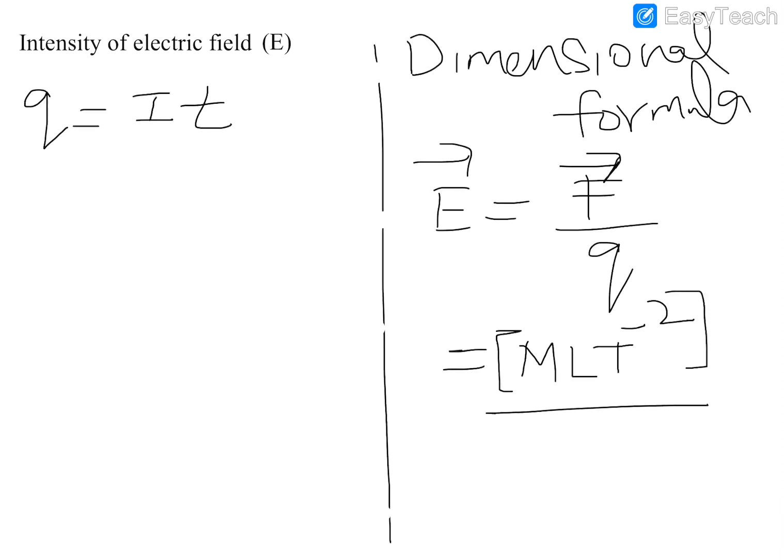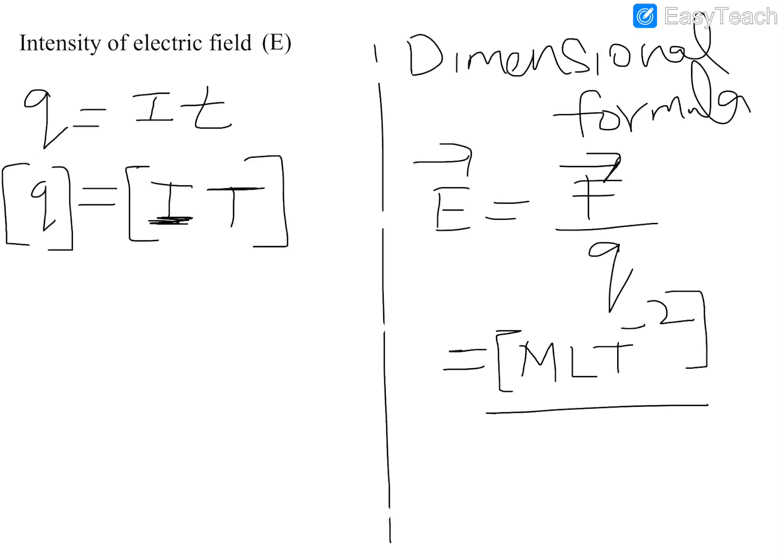Okay, so the dimensional formula for current is I itself. Just like for mass we are using capital M, for time capital T, for length L, like that for current, dimension symbol is I, and for time you already know it is capital T. So the dimension formula for Q is IT. Okay, now substitute here IT. Now from this you can see what is the total dimensional formula for E.